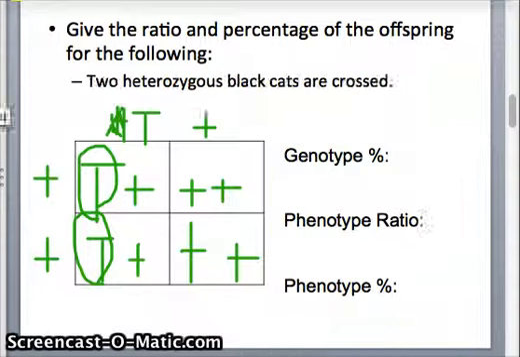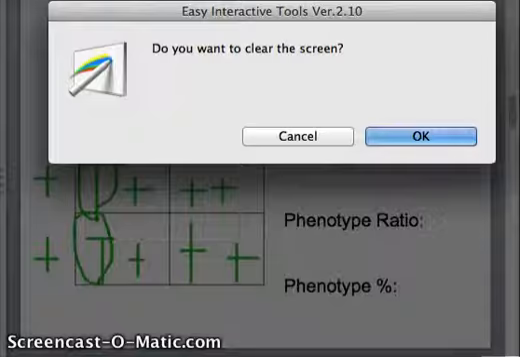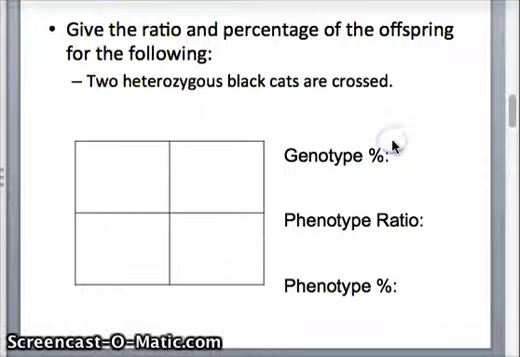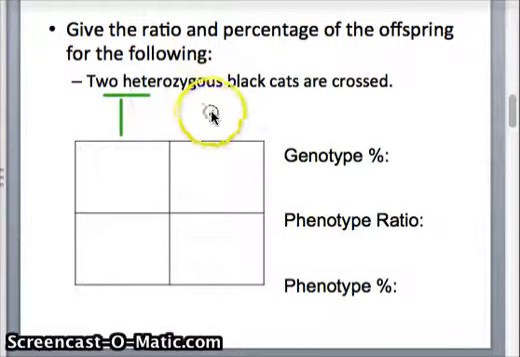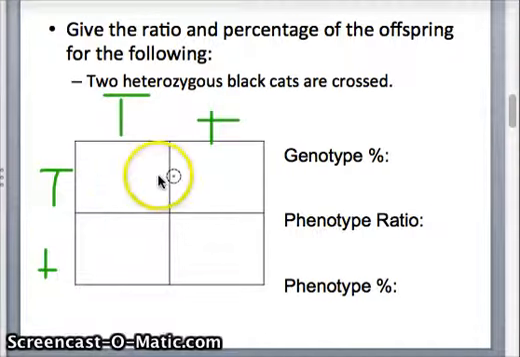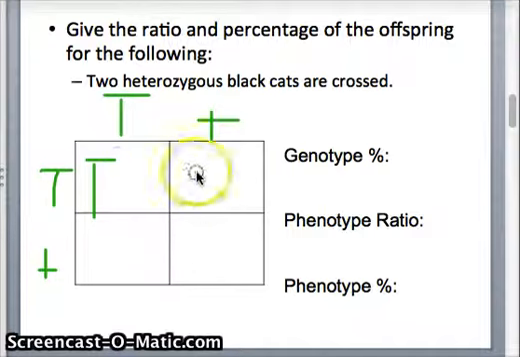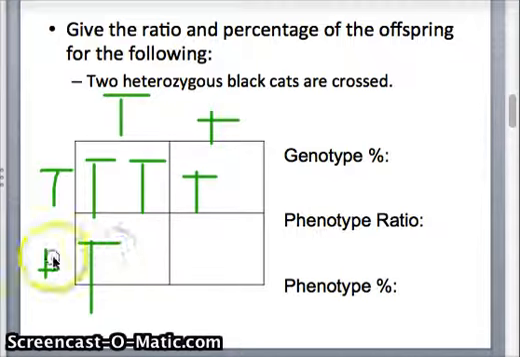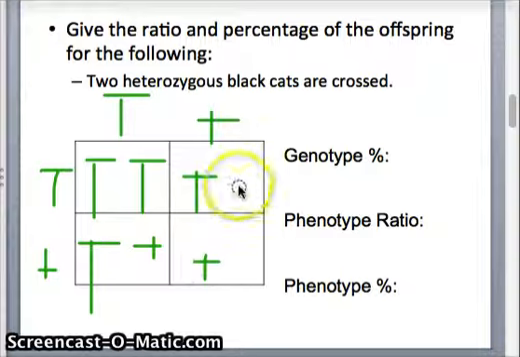Alright, so the next one here, we have two heterozygous cats. So we'll put one heterozygous up here. That's a big T and a little t. We'll put one heterozygous over here. Big T, little t. Then we go and fill it in. So there's a big T all the way across. There's a big T all the way down. Then this little t goes across. And this little t goes across.